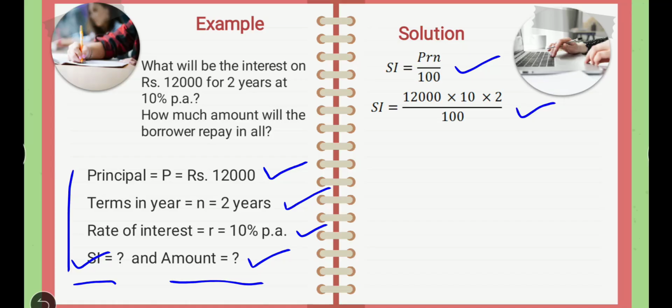You can use a calculator to calculate this. So 0 gets cancelled. So 120 multiplied by 10 multiplied by 2. So simple interest is equal to rupees 2,400. So this is the simple interest.